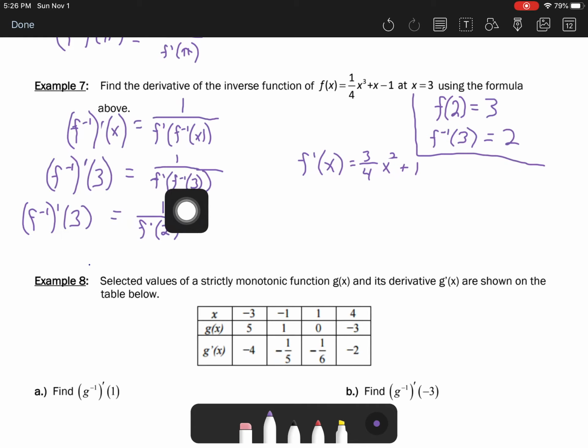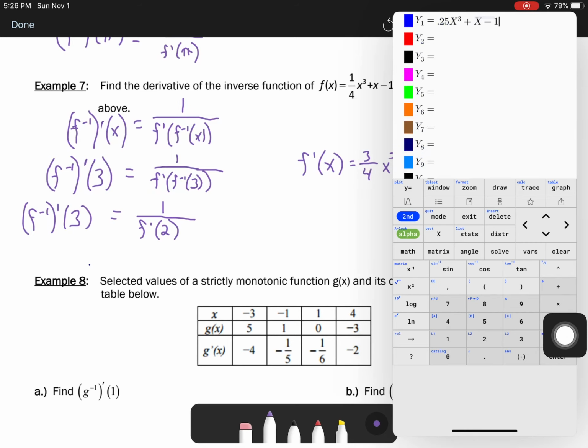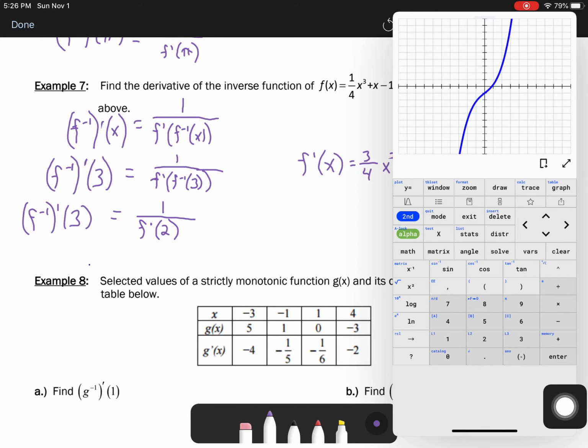What does f inverse of 3 mean? Okay, well, let's think about this. I'm just going to pull up the graph of our original function, and when I pull it up, we're going to see that the point (2, 3) is on there. This is the equation: one fourth x cubed plus x minus 1, and the graph looks like that. So it's strictly monotonic, so it has an inverse.